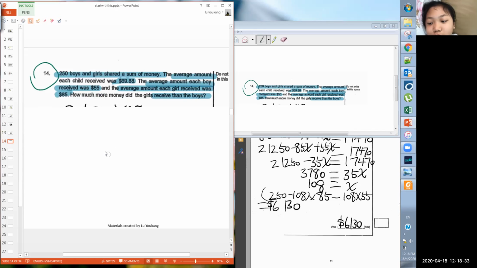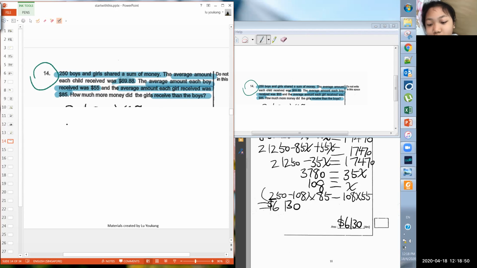Okay, good. So you have 250 boys and girls sharing a sum of money. The average amount each child received was 69.88. The average amount each boy received was 55. And the average amount each girl received was 85. So how much more money did the girls receive than the boys?